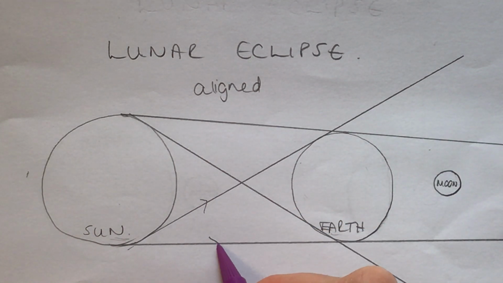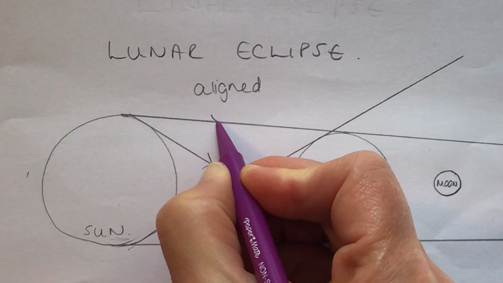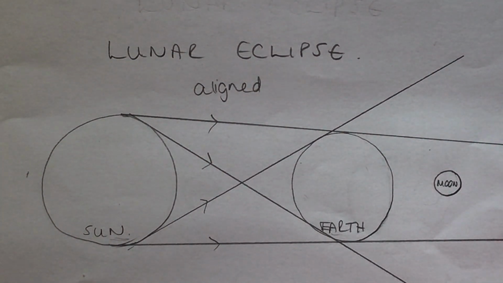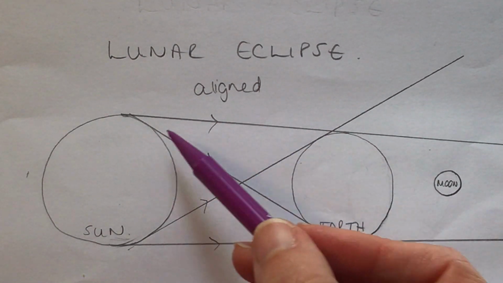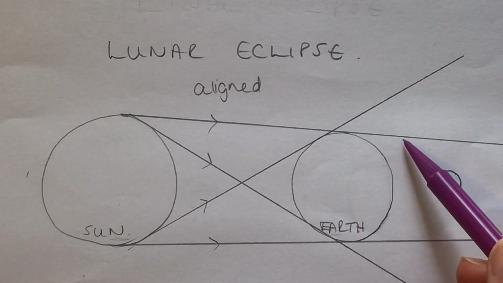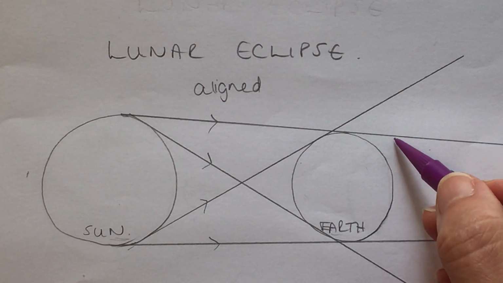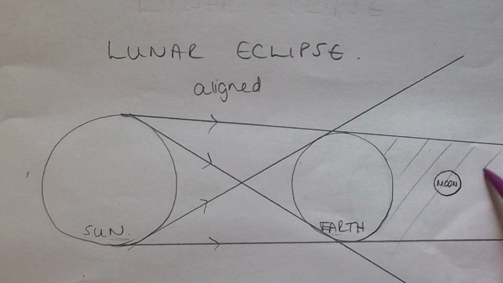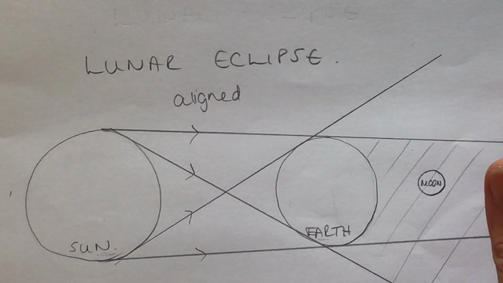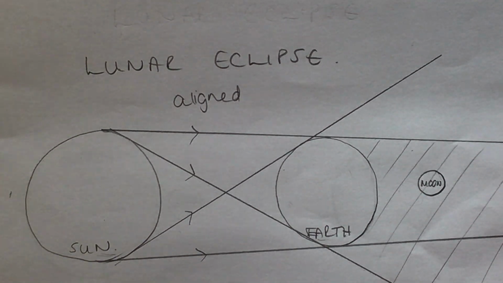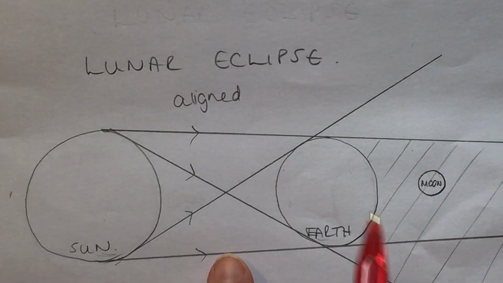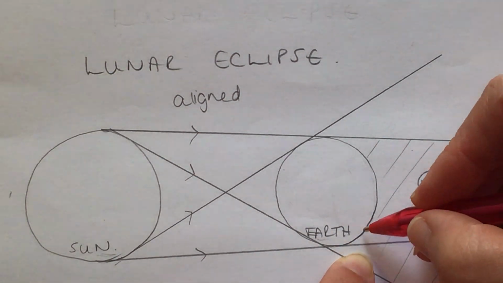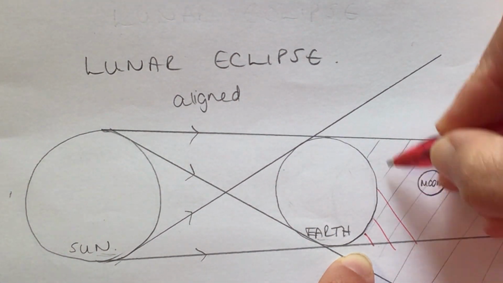Let's make these look like rays by adding arrows. And let's follow the path of shadow. So for these two rays here, everything between those two is going to be in this area of shadow here. For these two rays here, then everything behind the earth between these two rays is going to also be in shadow.